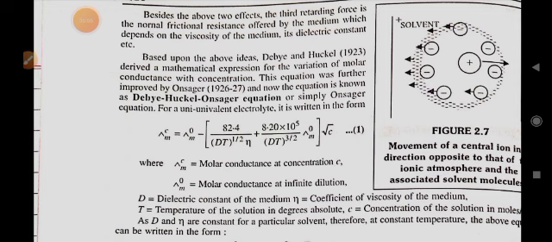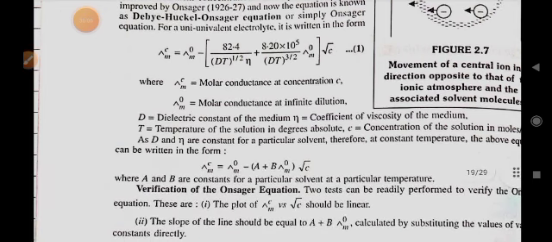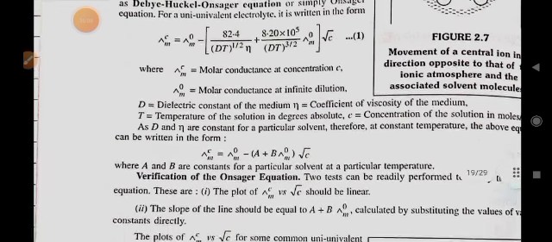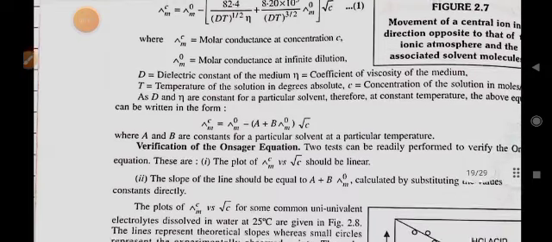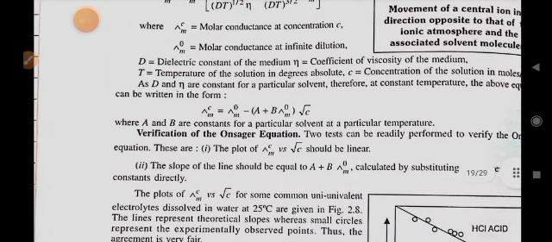Here Λcm is equal to molar conductance at concentration C. Λ°m is equal to molar conductance at infinite dilution. D is equal to dielectric constant of the medium. η is equal to coefficient of viscosity of the medium.